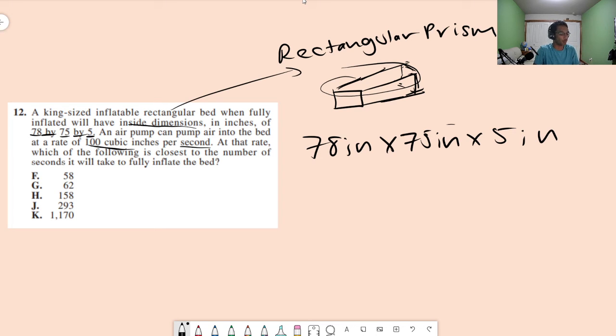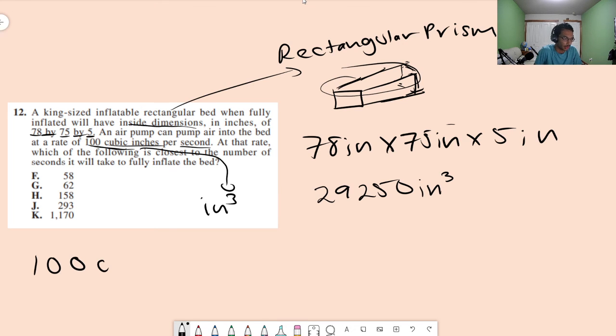So if you pay attention to this, if you do 75 times 78 times 5, we get 29,250. But the thing is, if you have inches, right, and if you multiply it 3 times, you get inches cubed. Or that's basically cubic inches. Cubic inches are basically inches cubed, right? So then, okay, that's the volume of this entire thing, right? And it inflates at a rate of 100 cubic inches per second. So something to realize is that this is a ratio, right? So it's 100 cubic inches or inches cubed per second, right?